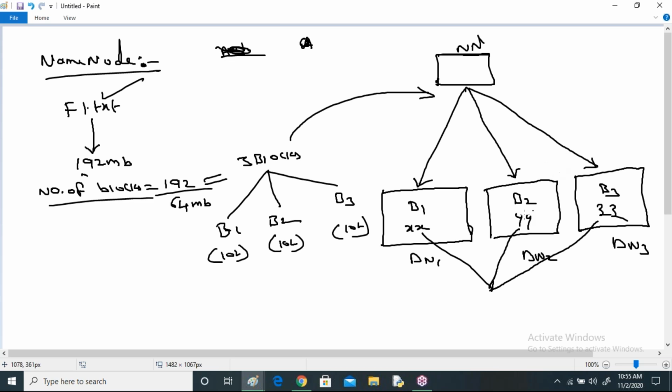Here, data is going to be split into blocks. The blocks are distributed across the slaves, and this B1 block has some physical memory location address, B2 also, and B3 also. This we call physical memory location addresses.